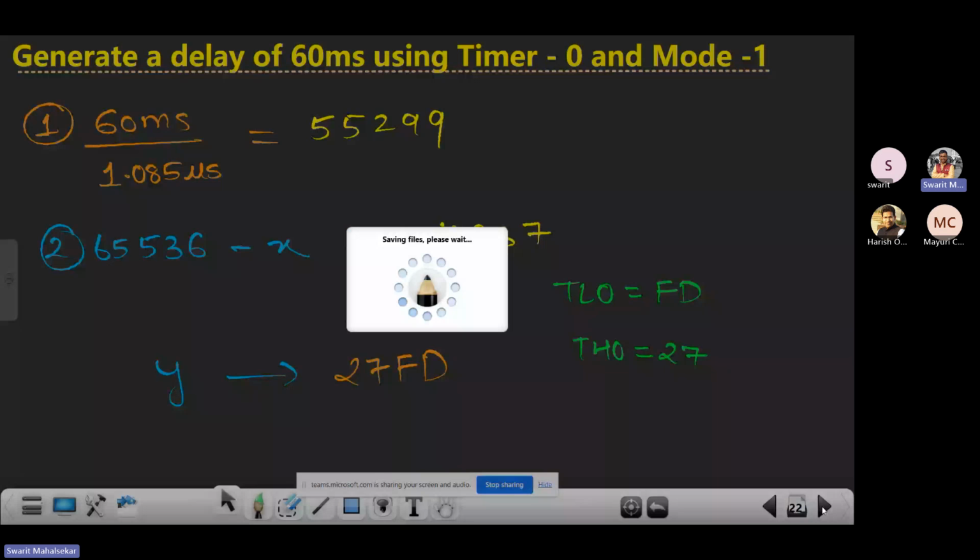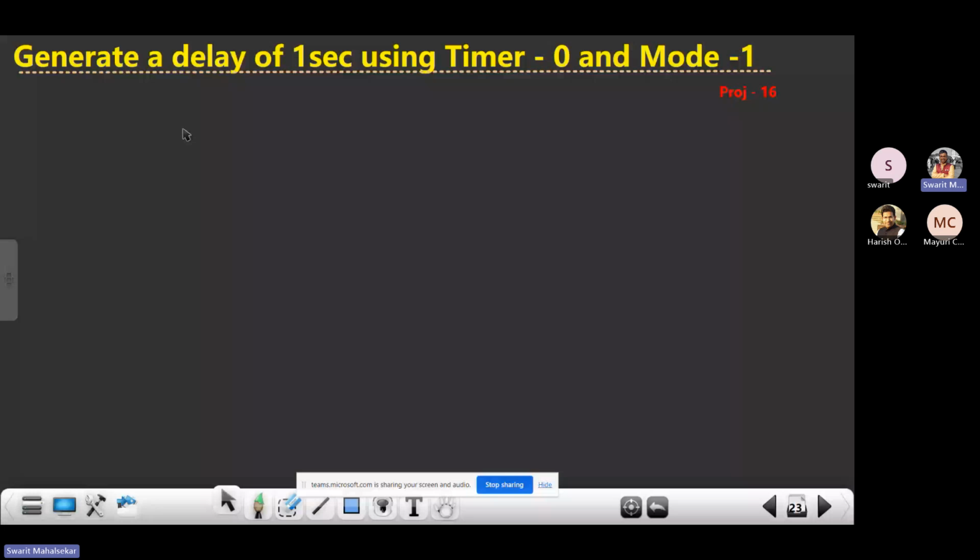And now I would like you all to perform this particular operation, that is, generate a delay of 1 second by using timer 0 and mode 1 only. You will get a certain error. Please put these values over here, and then we'll try to deduce something out of it. Again, I'm repeating: generate a delay of 1 second using timer 0 mode 1.